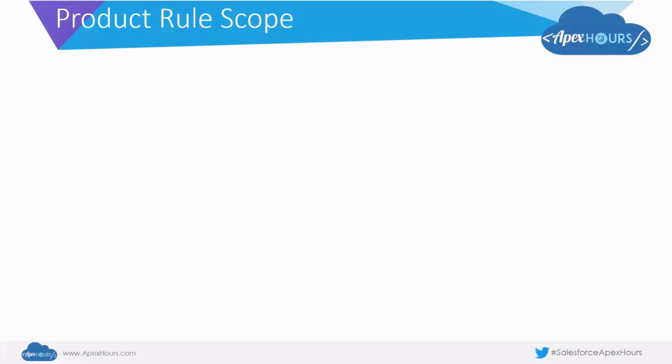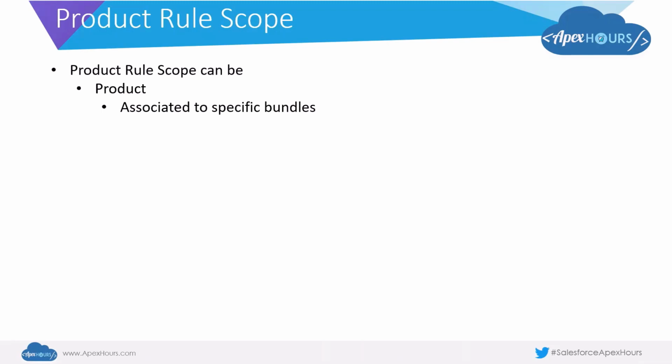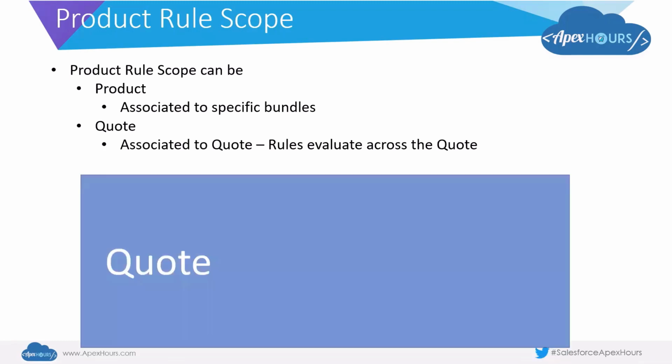We already saw in our Salesforce CPQ product rules that the product rule scope can be either product, which is associated to specific bundles, or quote, which is associated to the quote. Rules evaluate across the quote. If we were to create a quote scope rule, it doesn't fire in the configurator, but in the line editor, wherein it will fire across all of the different products that we have on the quote.